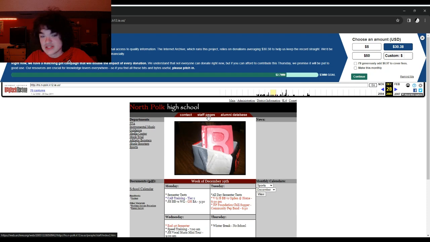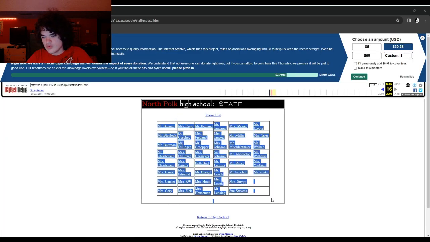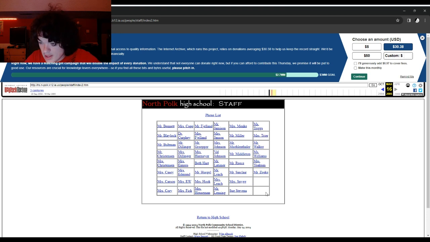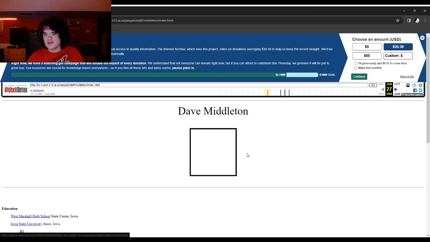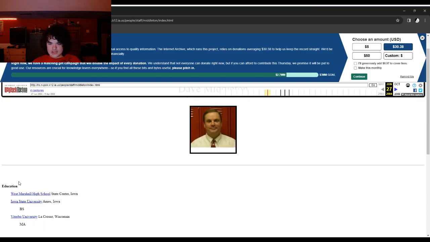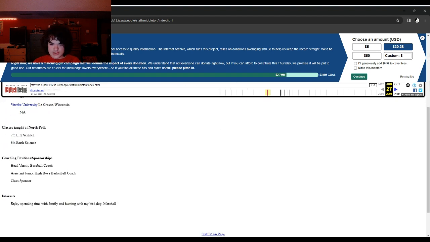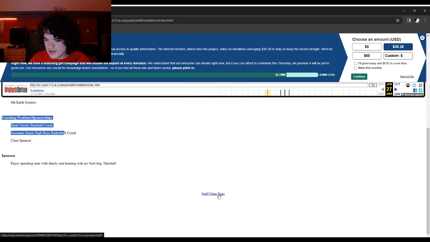For instance, we have staff pages, which I think was really funny, where we have everyone who's currently working at the high school, coaches, and normal. So you can, for instance, go on to Mr. Middleton, and a student would make everything about it. Education status, picture of him, what he teaches, coaching positions, interests. And that stays pretty much the same across all of the staff main pages.